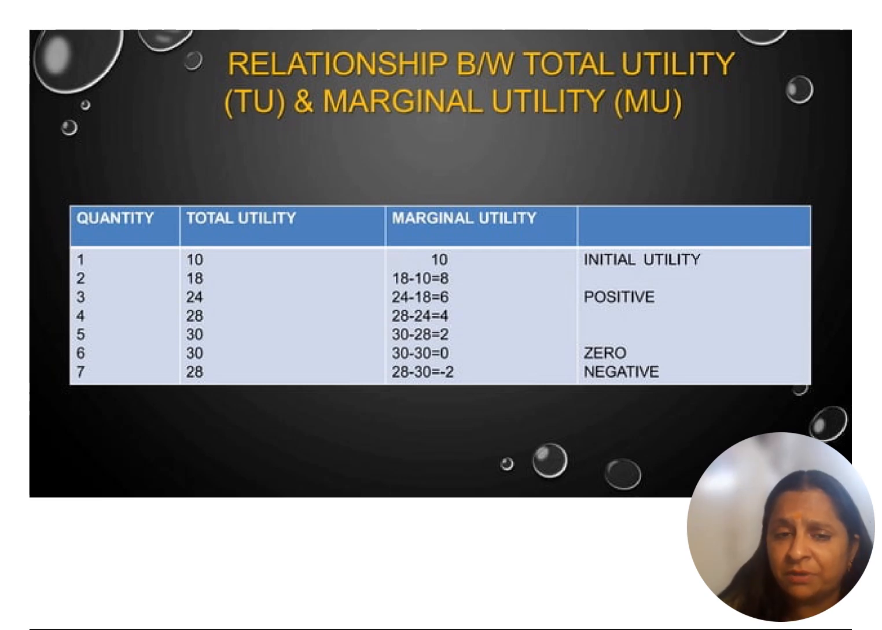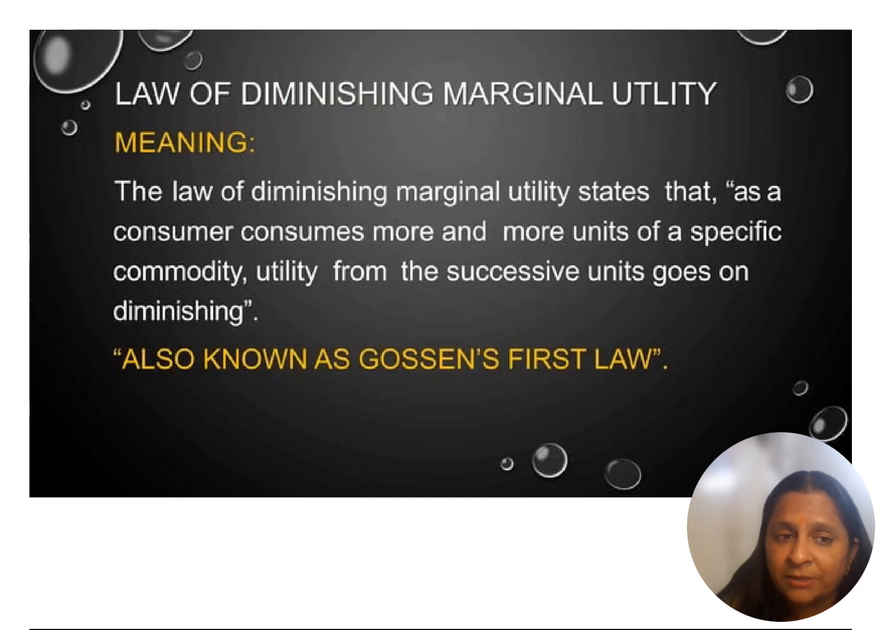If you check the relationship between them, first it is positive, because total utility, as on the earlier slide, goes 10, 18, 24, 25, 30. These are total utility. First it is the initial utility, then positive, zero and negative. But one thing to consider: when total utility is maximum, your marginal utility is 0, and when your total utility is increasing, marginal utility is decreasing. So we can say this is based on the law of diminishing marginal utility.